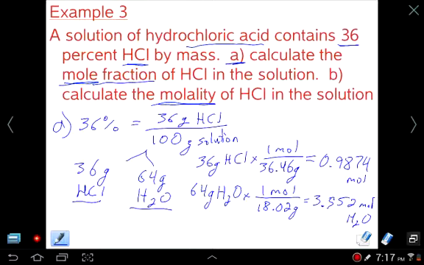Now we want the mole fraction of HCl. So X, the mole fraction of HCl, will equal moles of HCl divided by total moles. So our moles of HCl is 0.9874, and on the bottom we'll put total moles, which is 0.9874 plus 3.552. If you do the calculation, we can do the bottom one first.